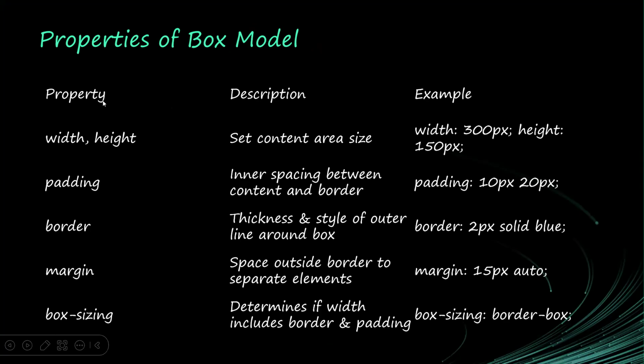All right, so these are some of the properties of the box model. We have the width, the height, the padding, the border, the margin, and the box sizing. This one says the content area size. This one says the inner spacing, the thickness. The border is for the thickness and start of the outer line around the box. The margin is the space between the border and the other elements.